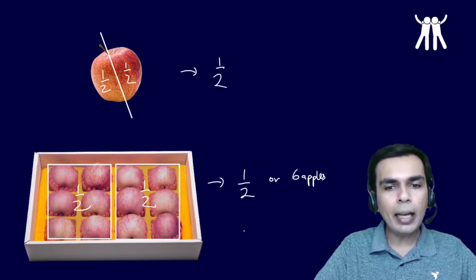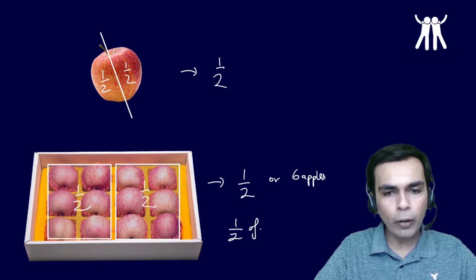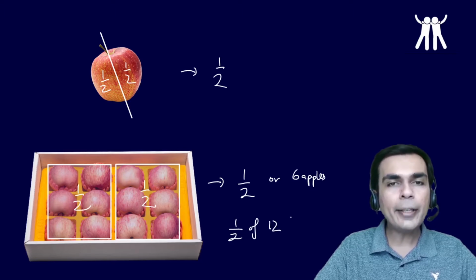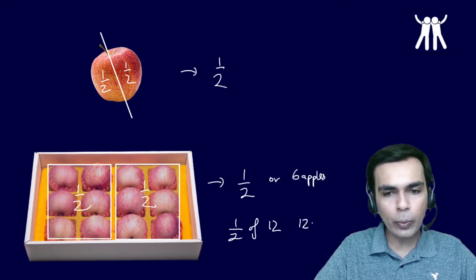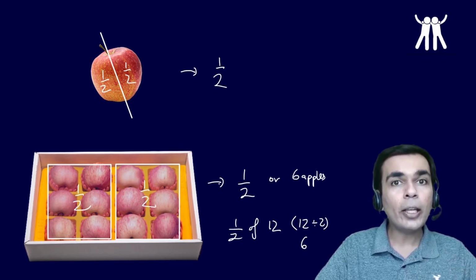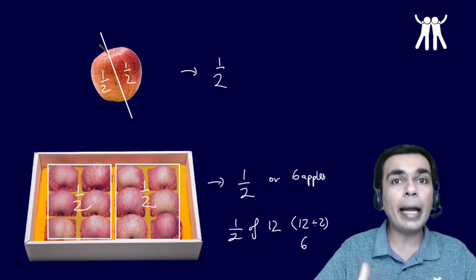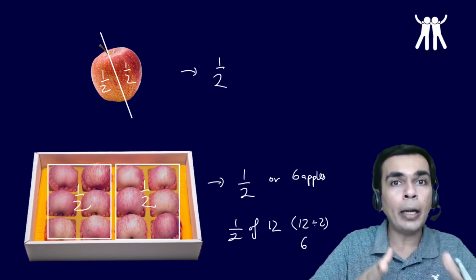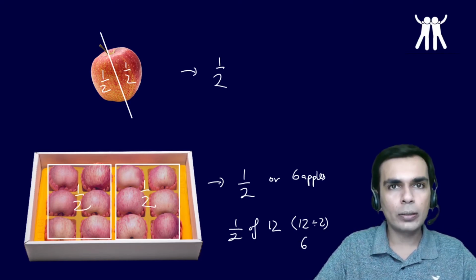So we can say that half of the total, half of 12, is actually two equal parts of 12. So I can say 12 divided by 2, which will be 6 items. So yes, fractions of a collection, of course, is the fraction, but we can also find out how many pieces or how many items are there in that fractional part of this entire box.